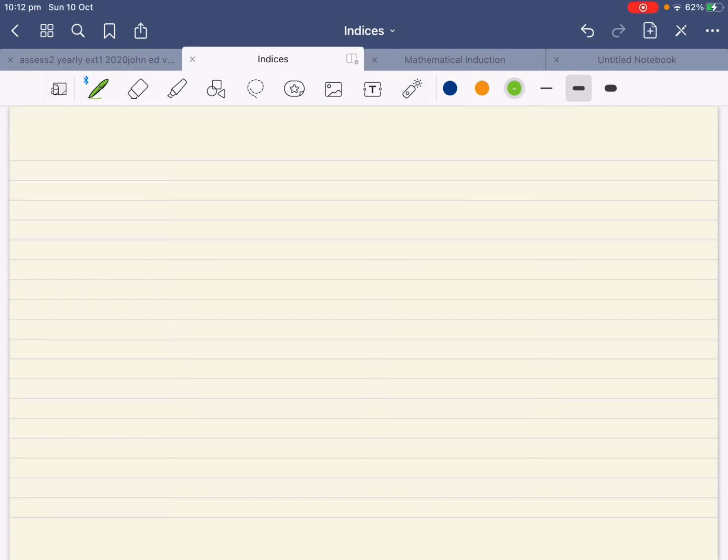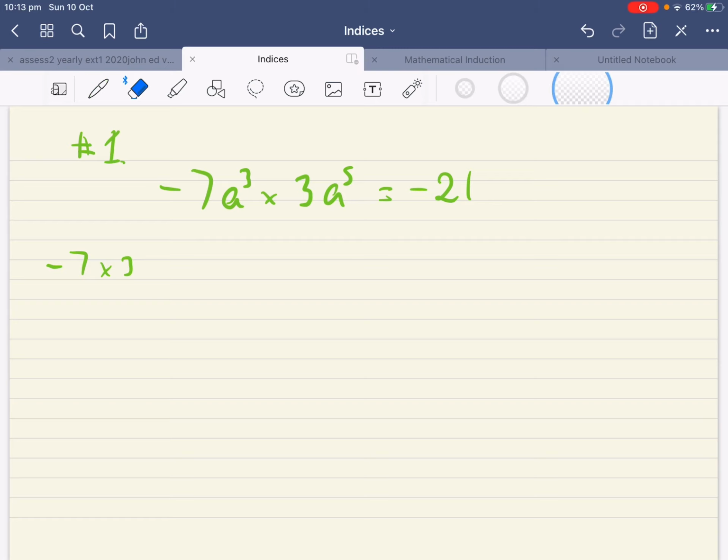All right, so what was index law number 1? This was the multiplication one. Let's say you've got minus 7a cubed times 3a to the 5. Here's a very stock standard index law number 1. That minus 7 and the 3 are not powers, they're just ordinary numbers. How do we do that? Since they're normal numbers, we'll just use normal maths. Minus 7 times 3: 7 3s are 21, you've got a negative there, so you've got minus 21.